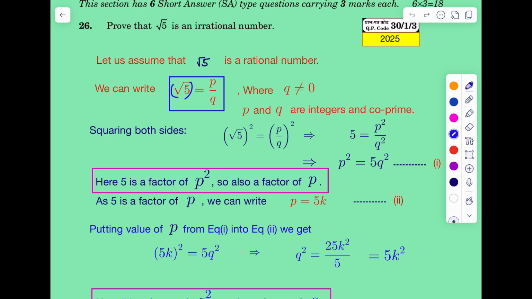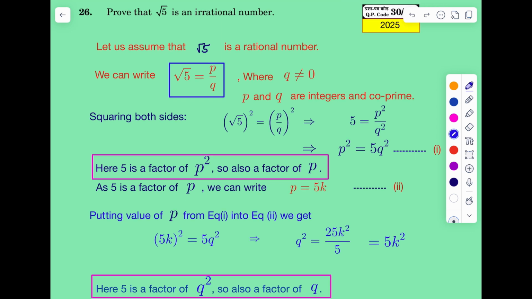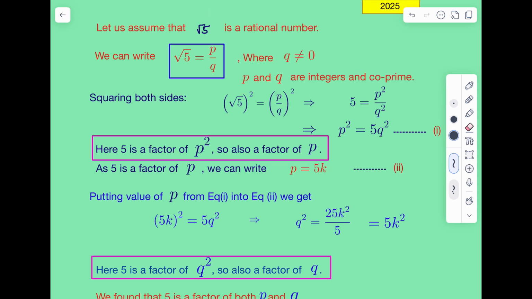Now if we square both the sides, root 5 whole square will be equal to p by q whole square, and that is equal to 5. That means 5 is equal to p square by q square, or p square is equal to 5q square. That means as p square is a 5 multiple of q square, so 5 is a factor of p square. So 5 is also a factor of p. Now as 5 is a factor of p, we can write p is equal to 5k.